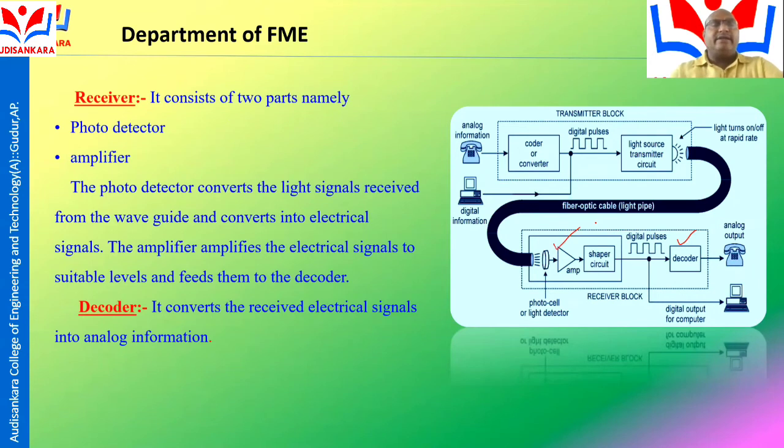The photodetector converts the light signal received from the waveguide into electrical signals, amplifies them to a suitable level, and feeds them to the decoder. Some of the signals are encountered in transmission, so they must be amplified.